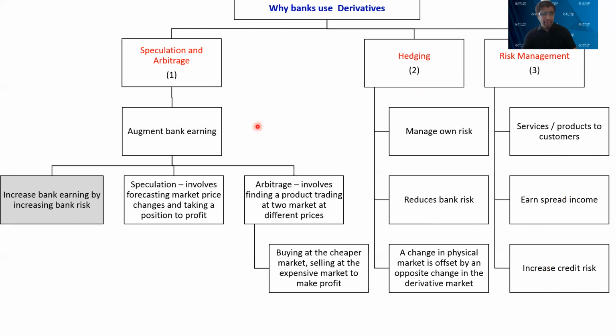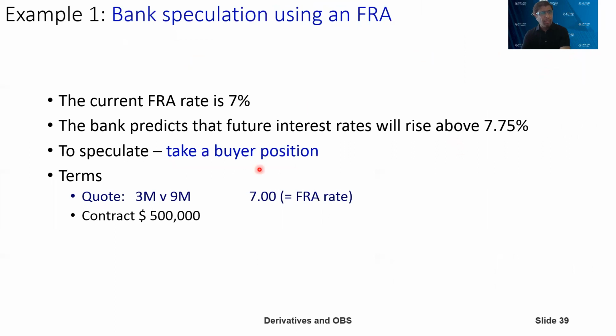Now, in the following slides, we will give some examples. Let's start with the speculation. As I told you, we are talking about a forward contract. We have the FRA, which you sign today and wait until the future. The quotation looks like this: 3 months by 9 months. What does it mean? It means we sign the contract for 9 months, and then we will exercise it after 3 months.